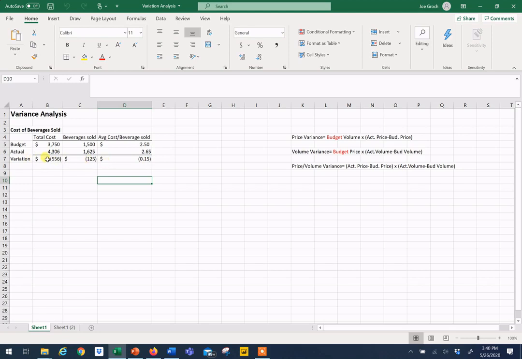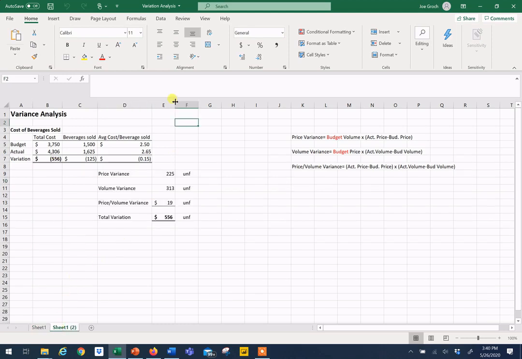So what we want to do is understand what's causing this negative variation. How much of it is volume, how much of it is price, and how much of it is the price volume variance? So here we go. I'm just clicking this along so we can go through it quickly. To determine the price variance, we take the budgeted volume and multiply it by the difference between the actual price and the budgeted price. And you've got to make sure you do these in order or you'll get goofy numbers.